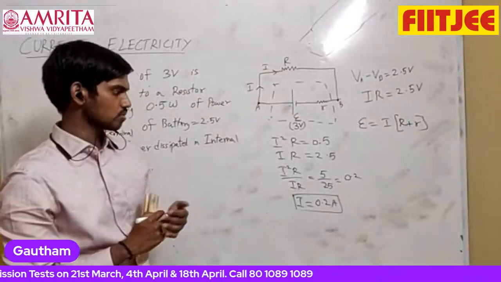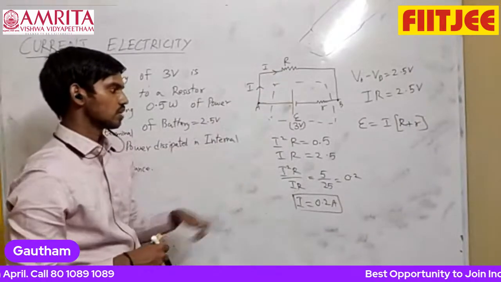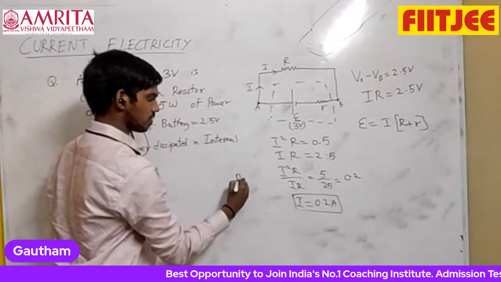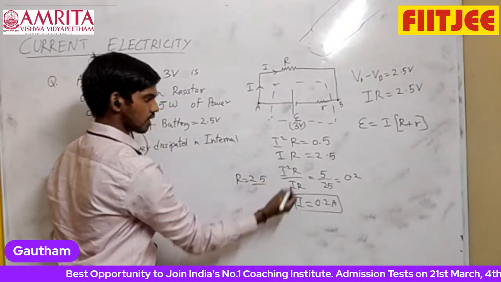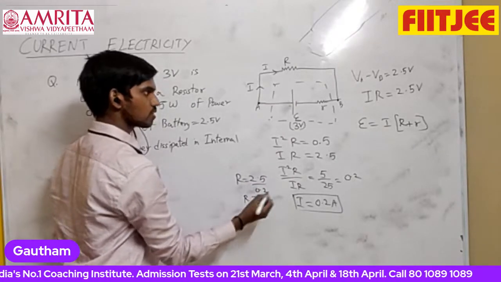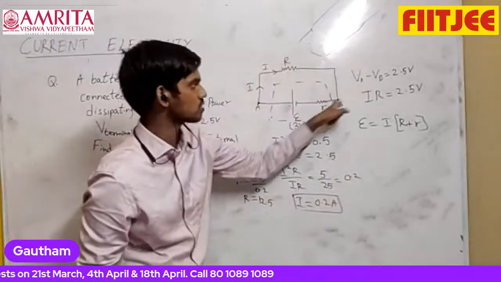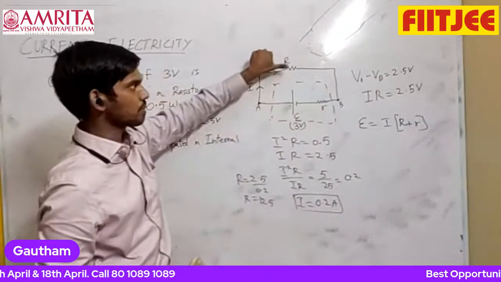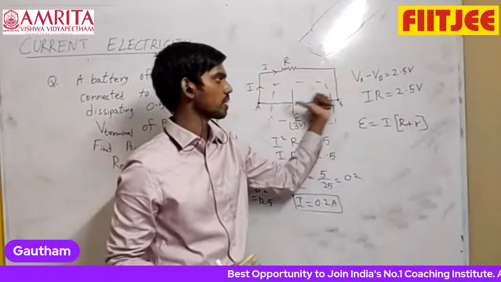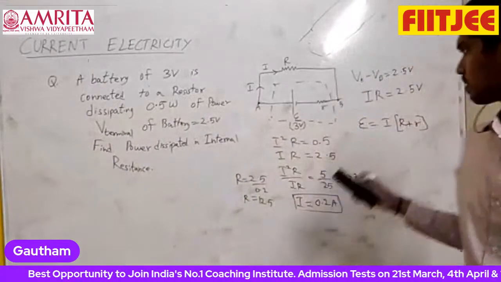Any of the equations can be used, because we got the value of I. You can find the value of R: I into R is 2.5, so R will be equal to 2.5 by 0.2, or 25 by 2, 12.5. The EMF is the current into the total resistance, because there is only one battery. This capital R and small r are in series, because whatever current is going here, the same current is going here also. So the total resistance is R plus r. So this equation is also valid.